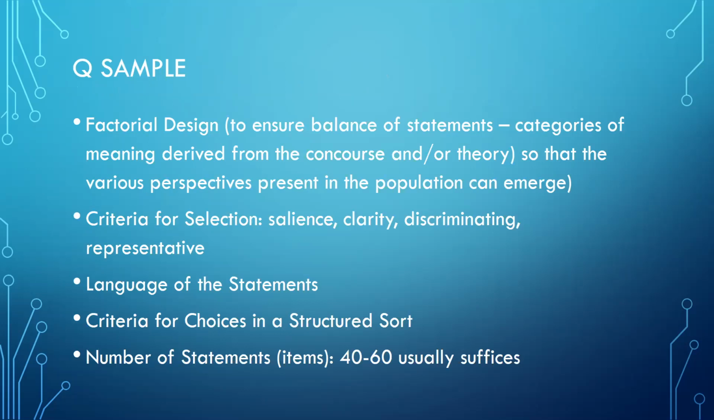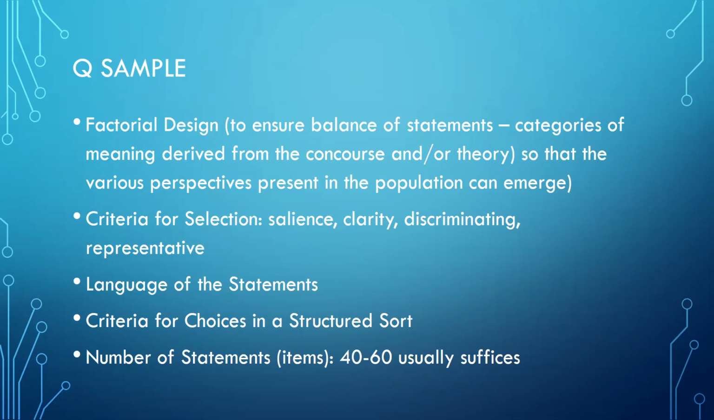Okay, so once you have developed your concourse, then you develop your Q sample or your Q set. Like I said, you narrow it down to items that are not repetitive. They might be similar in category or similar in idea, but you don't want them to just be a simple repeat in slightly different words. You want it to be clear. You want it to be representative of the different ideas that you have.